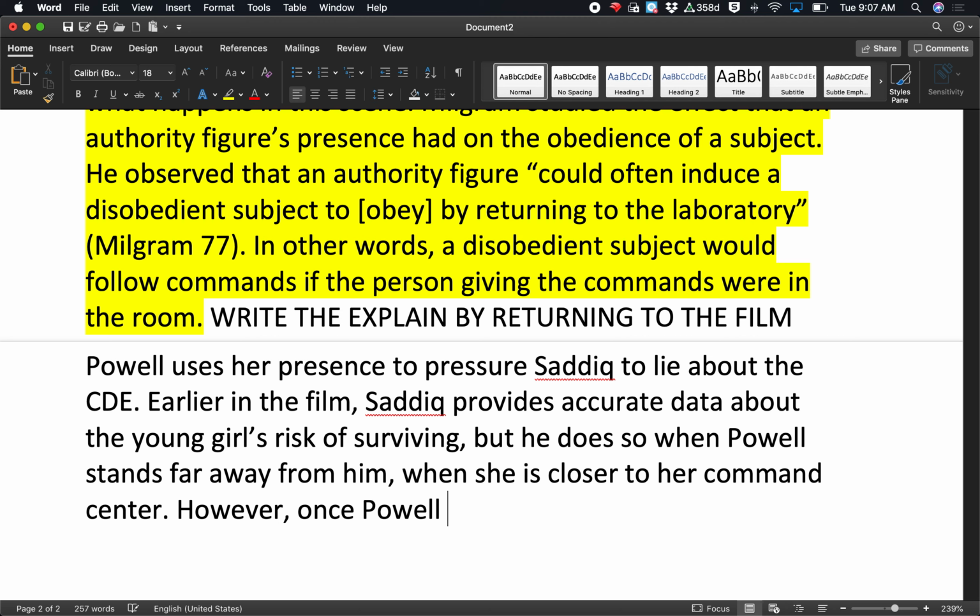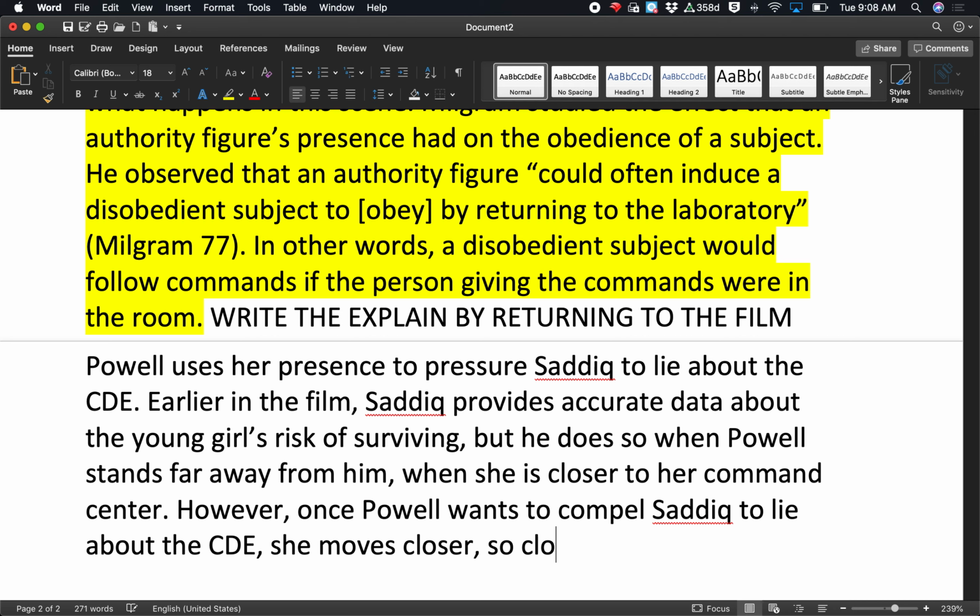However, once Powell needs to... somebody give me another verb, a synonym for pressure. I need some help. Once Powell pressures... nothing. Y'all are just going to make me do it on my own, sitting here in the middle of the room, just typing. Force. Say it again. You said impulse. Compel. I like that. We got any others? Persuaded. Okay, we can use either of those. Once Powell wants to compel Sadiq to lie about the CDE, she moves closer, so close that her face is within inches of his.